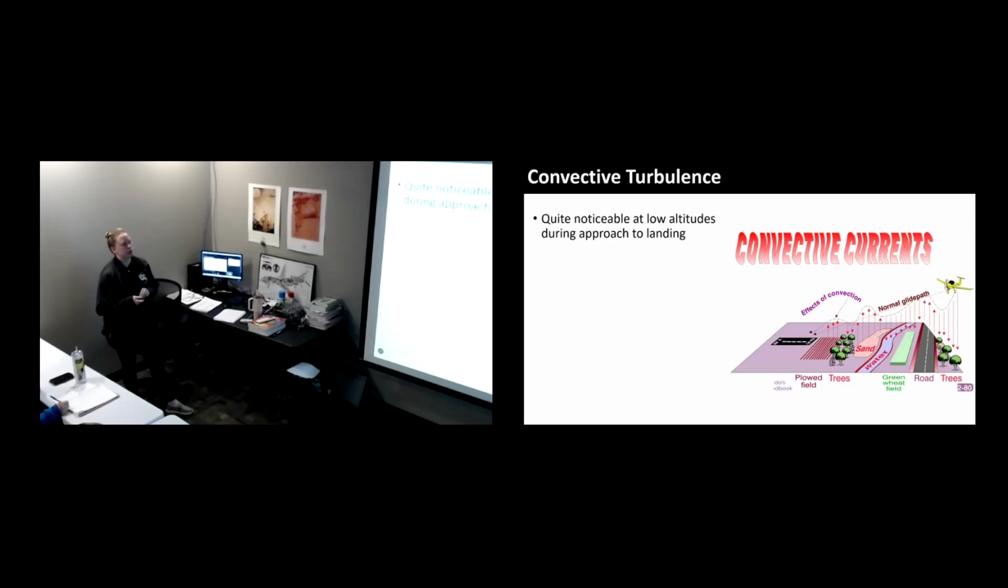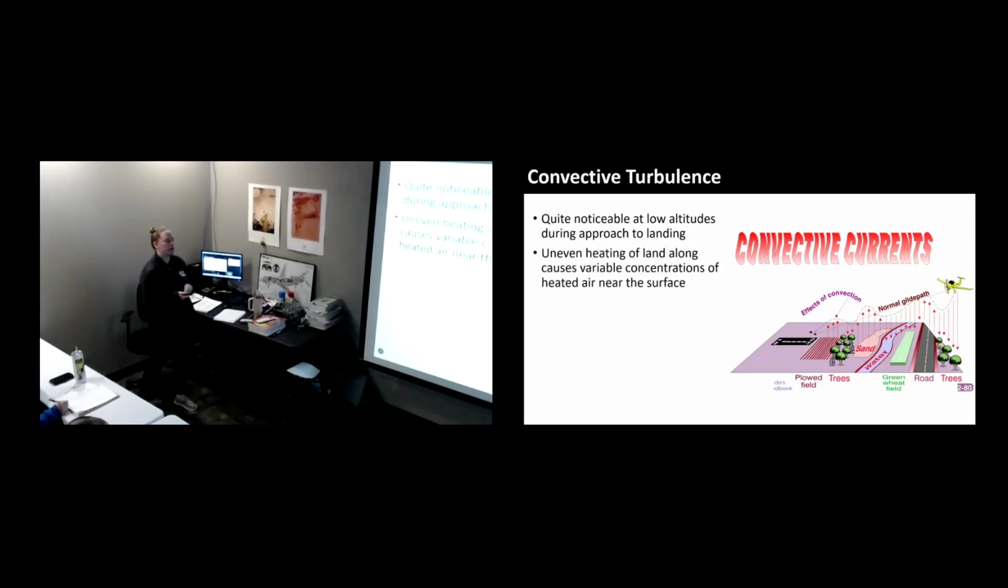Convective turbulence, quite noticeable at low altitudes during approach and landing. Uneven heating of land causes variable concentrations of heated air near the surface. Not on the test. Background information.